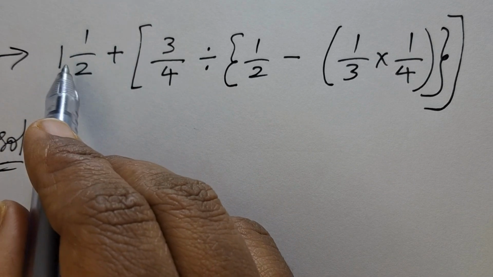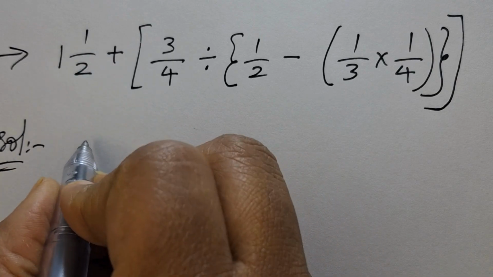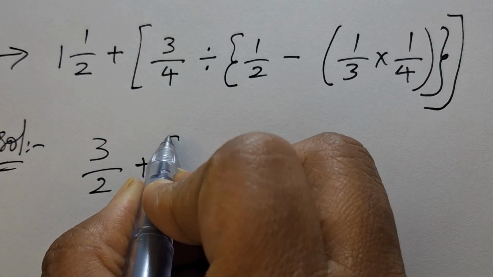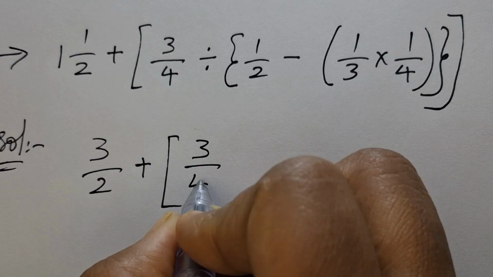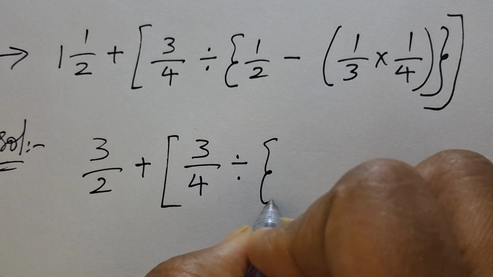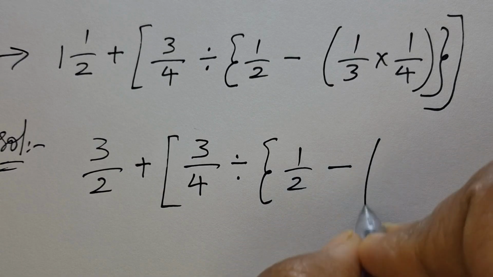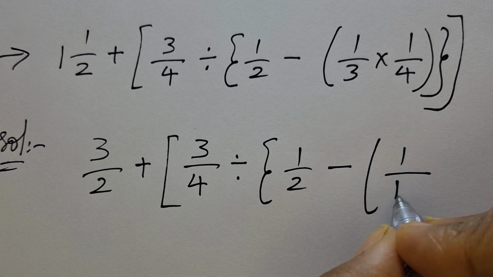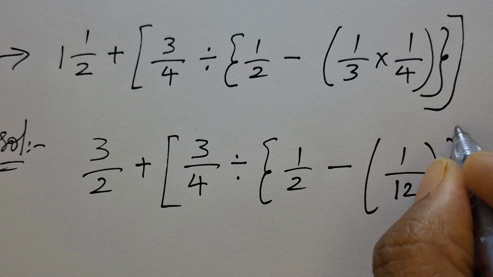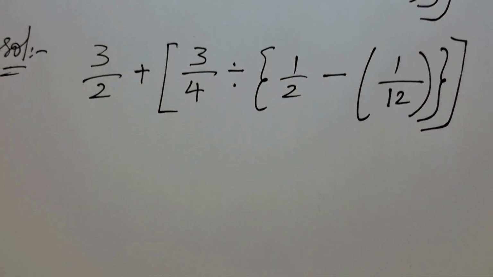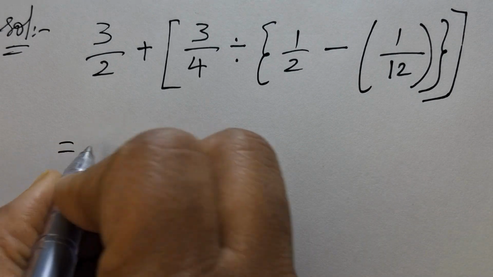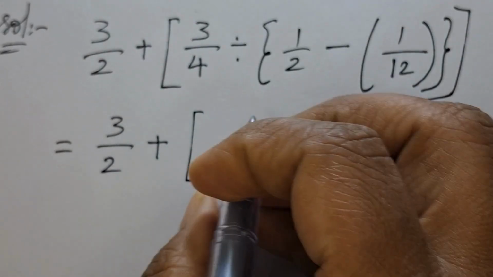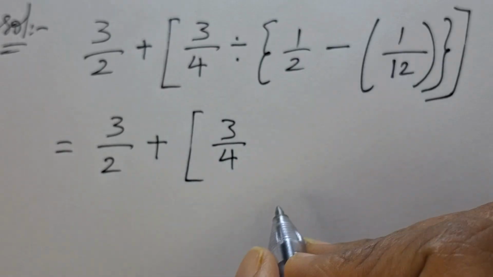3 by 2 plus 3 by 4 divided by 1 by 2 minus, here in the bracket itself we solve. So 1 into 1 is 1, 3 4s are 12. So 1 by 12. So the next step is, here we have to solve in the bracket itself. So the next step is 3 by 2 plus 3 by 4 divided by 1 by 2 minus 1 by 12.